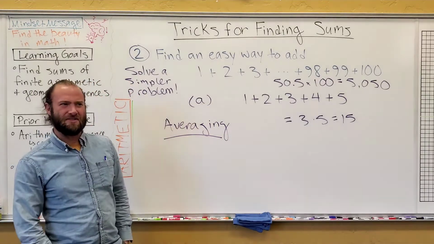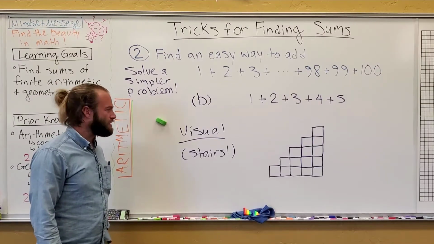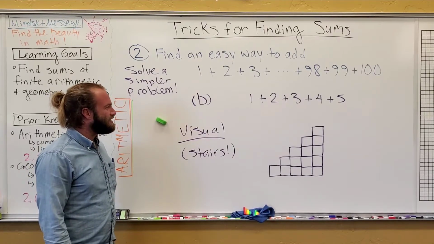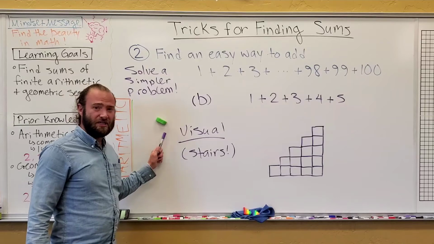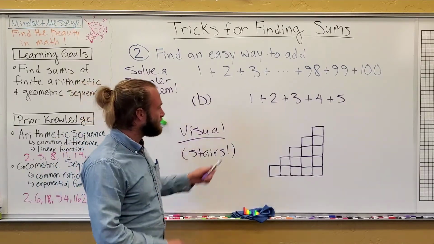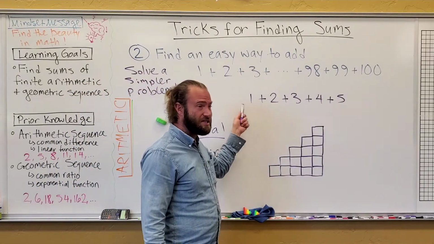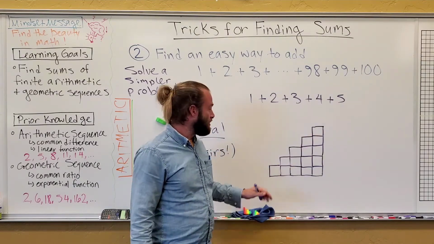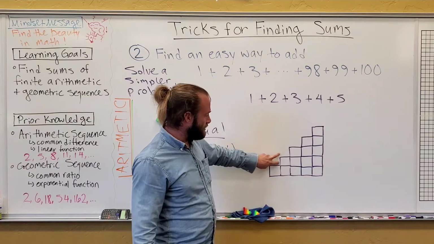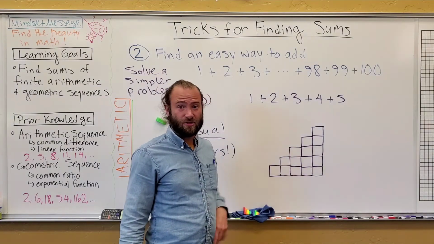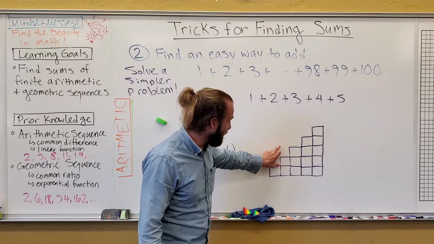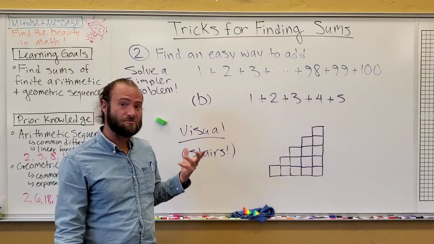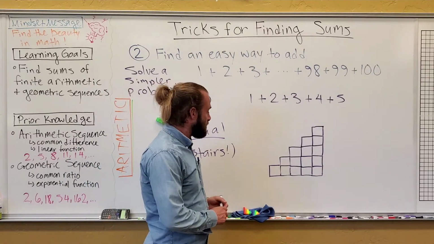Let's look at another method here. This way may look familiar to you: we can think about it visually, and we're going to use the idea of stairs. We can think of this arithmetic sequence as stairs that are sequentially increasing in height, right? In our case, they're increasing by 1 each time, but let's say your common difference was 2. You would just have each one going up by 2 each time, but it'd still have a common difference, and this general way of thinking about it would actually work with it.